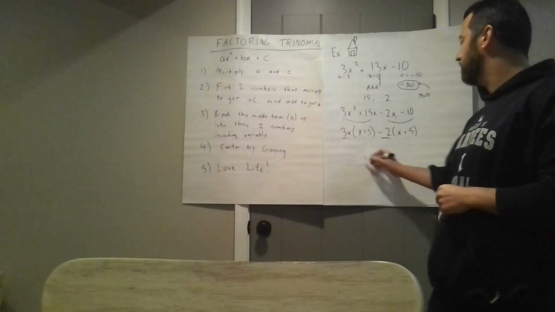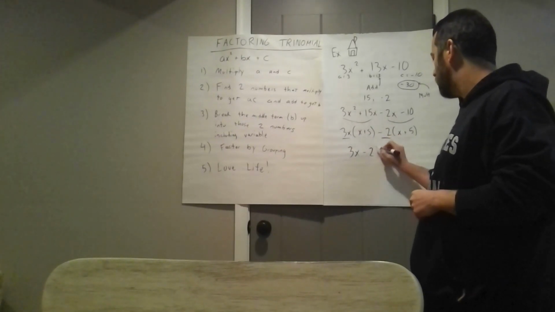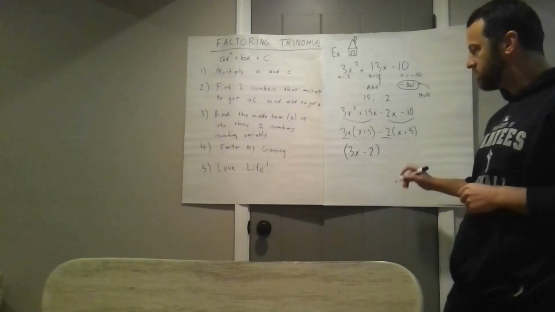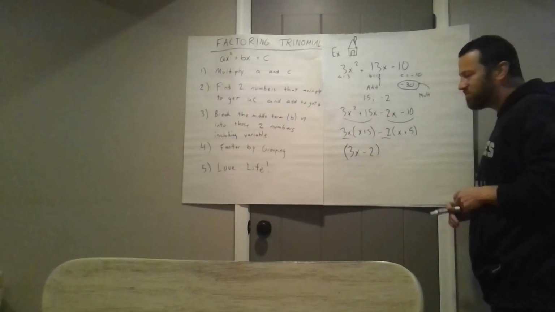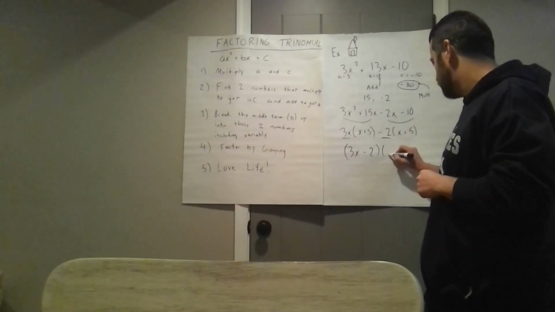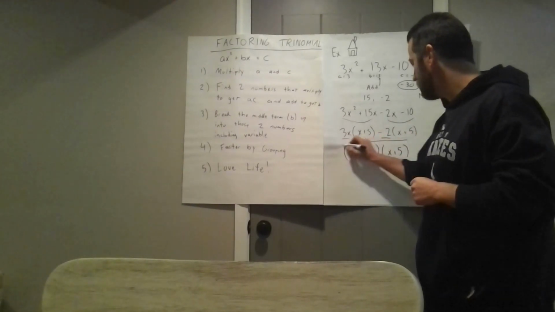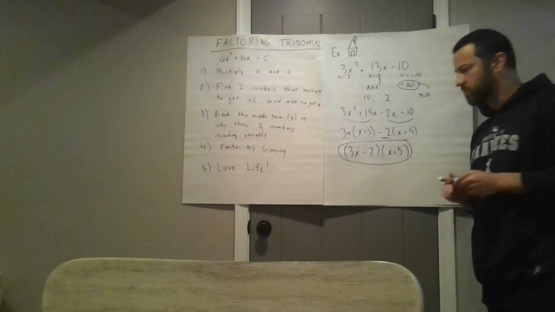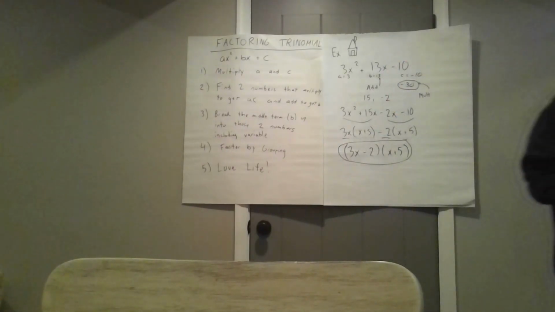Last step, put it all together. The outsides is a 3x, and a negative 2 is my first parentheses. A few of you are putting plus or minus signs in here. Don't do that. This is multiplication. The second parenthesis is just what's inside. And then I circle it. Love life. Isn't it wonderful? We'll do one more.